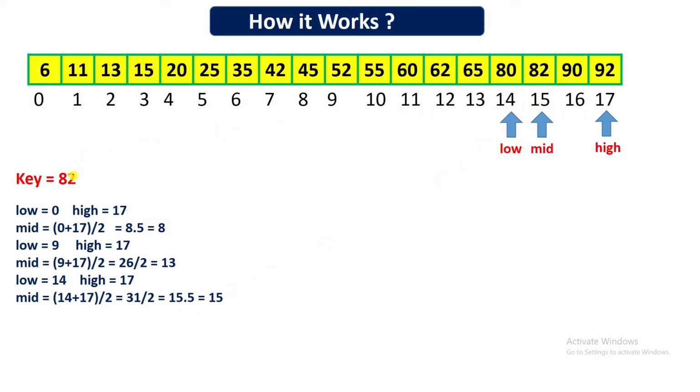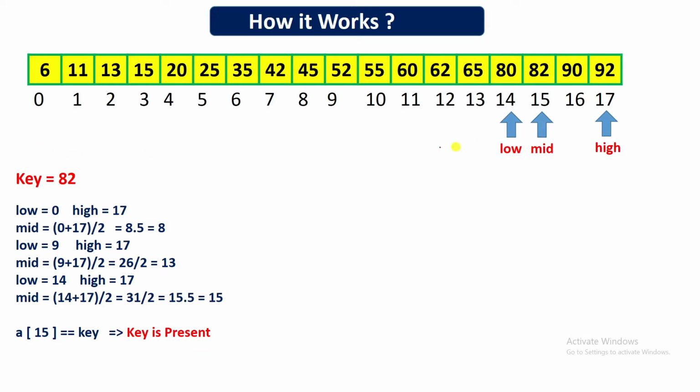Now you check your key element with this new mid element. The new mid element is a of 15, that is 82. So 82 is equal to your key element. That means your key is found, your key is present. So now you will stop your binary search algorithm. So this is how your binary search algorithm actually works.